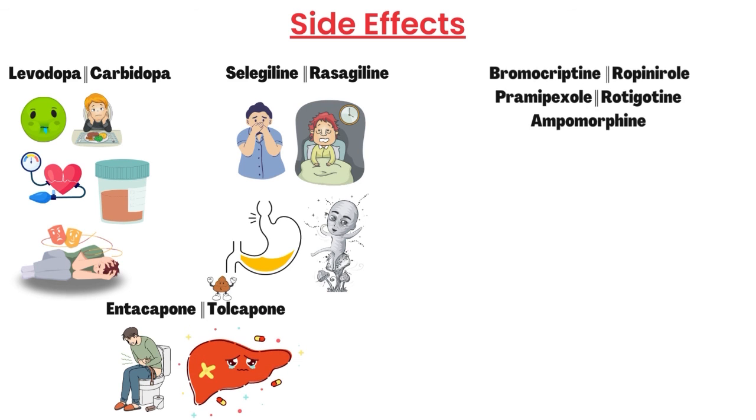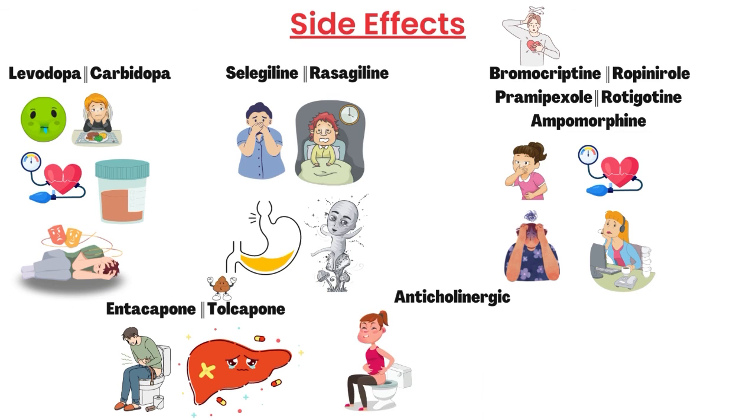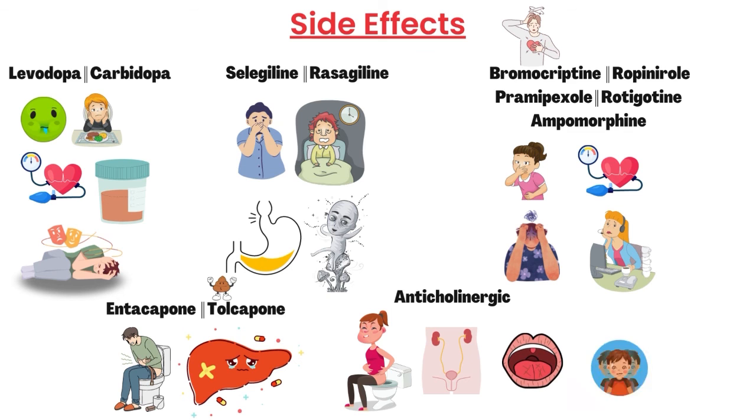All dopamine agonists may cause nausea, orthostatic hypotension, mental disturbances, and daytime sleepiness. In addition to that, Bromocriptine has been associated with pulmonary and cardiac fibrosis. Lastly, drugs that block muscarinic receptors generally produce anticholinergic side effects, such as constipation, urinary retention, dry mouth, and blurred vision.